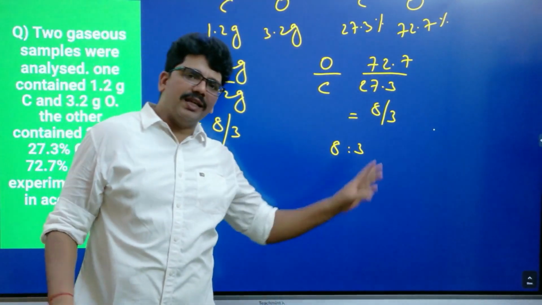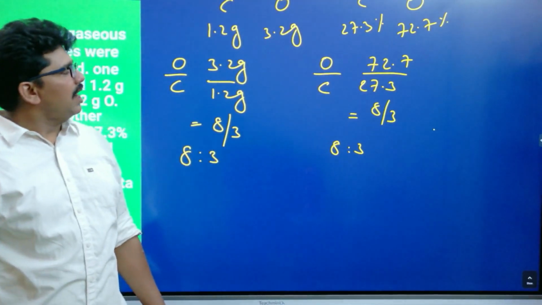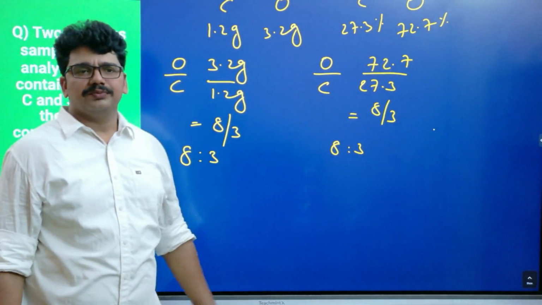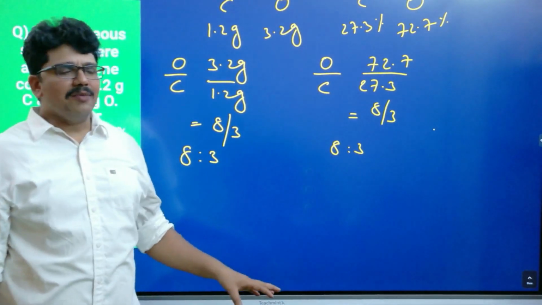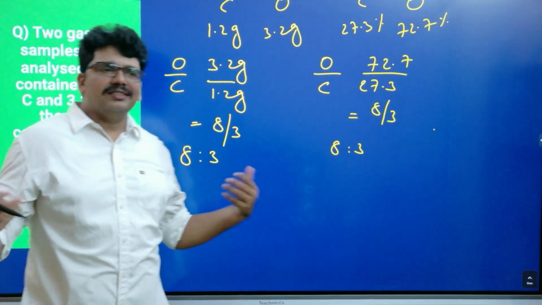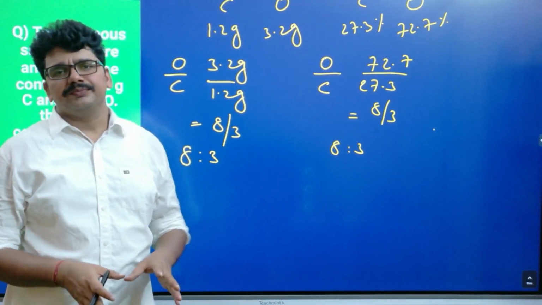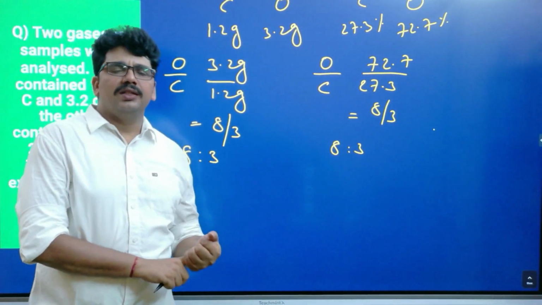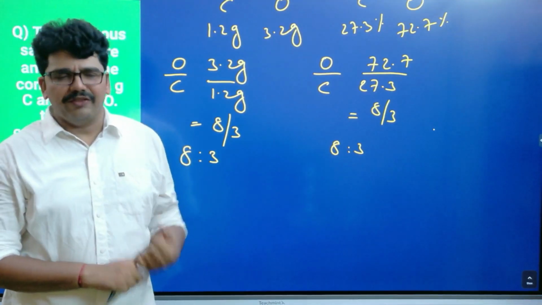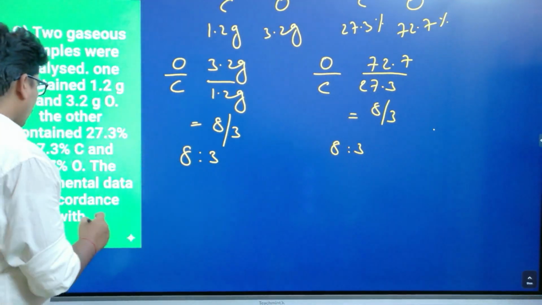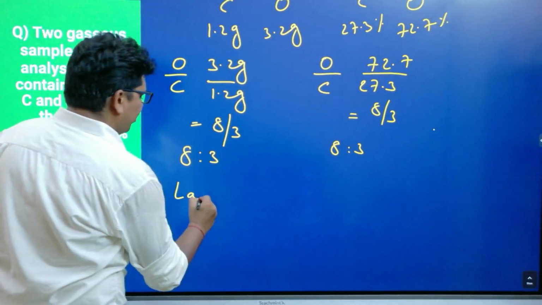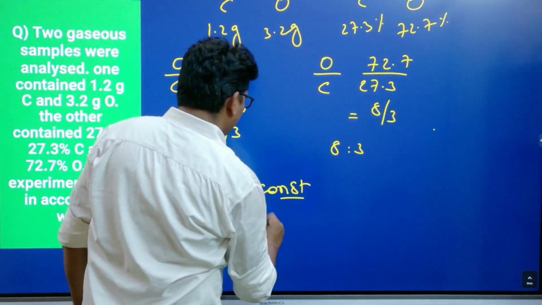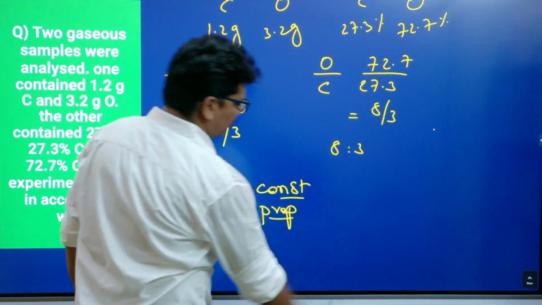Both samples are having carbon and oxygen and their mass ratio is same for both. Then that is the same compound. So different samples, but it is the same compound. How do you say it is same compound? The elements are same and the ratio is also fixed. So this is according to law of constant or definite proportion.